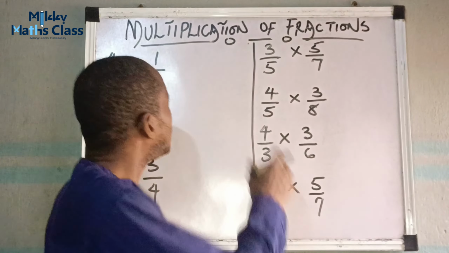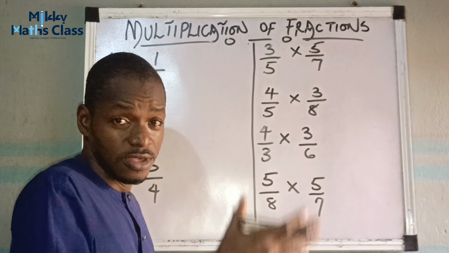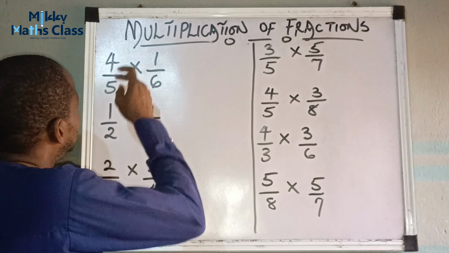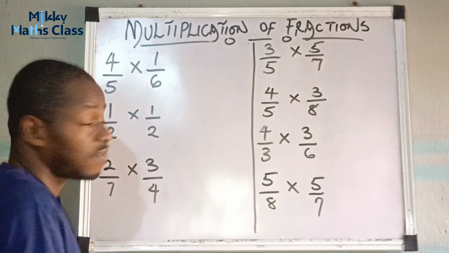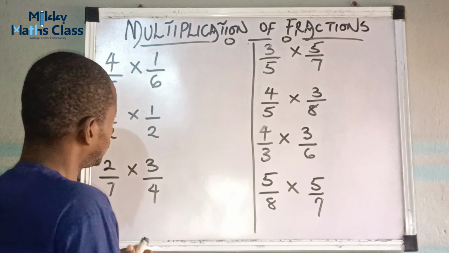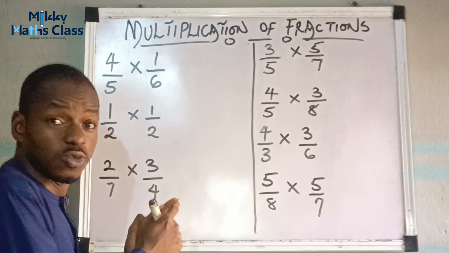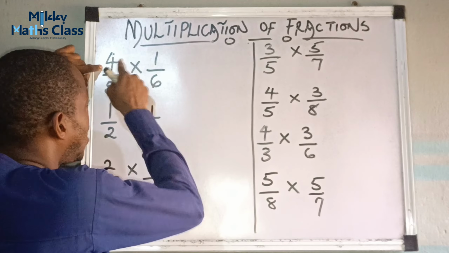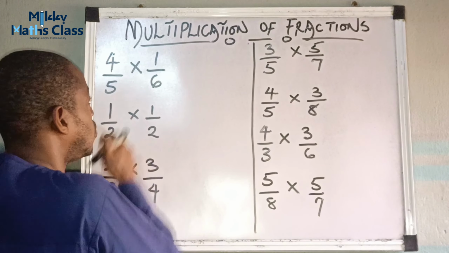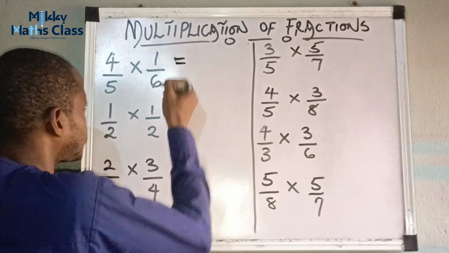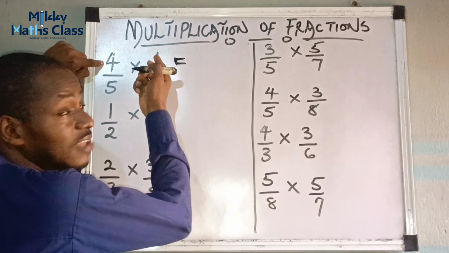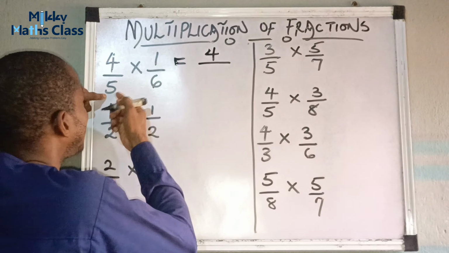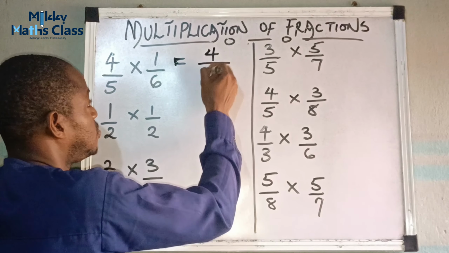We have multiplication of fractions. So let's dive into some questions on the board. This is 4 over 5 times 1 over 6. To multiply two fractions together, what you need to do is multiply the numerator and the denominator. What do I mean? That's 4 times 1. These are the two numerators here, is 4 over 5 times 6 is 30.